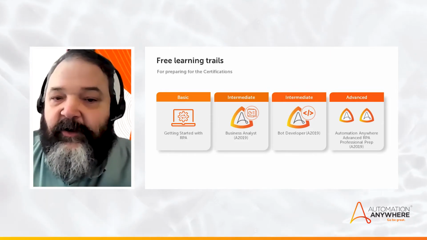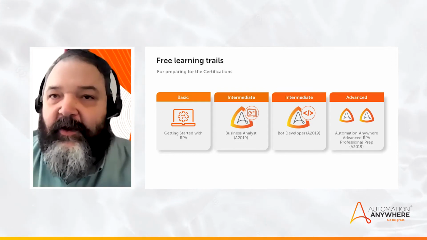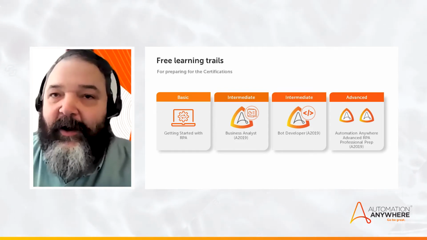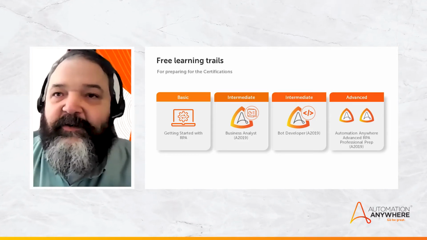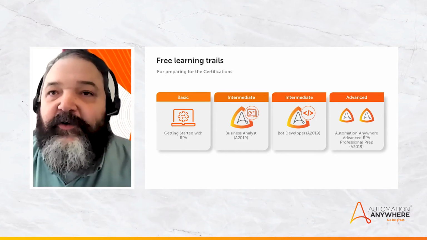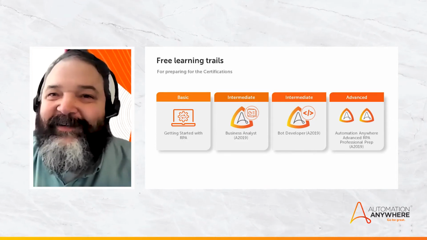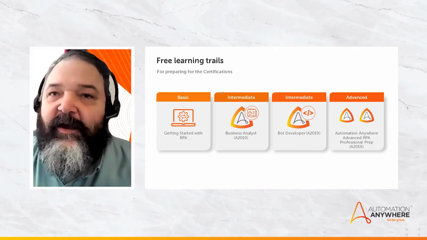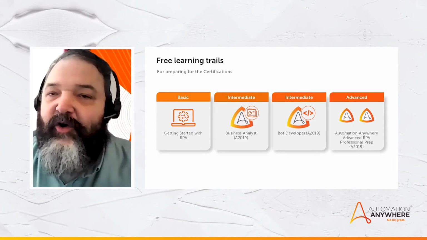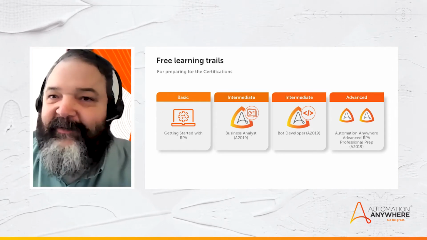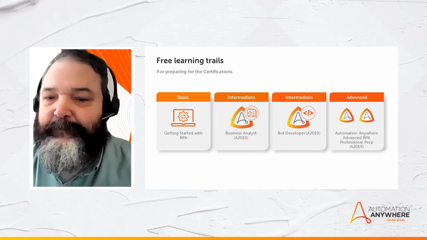For the intermediate learning trail, the Business Analyst trail helps you understand what makes a good process to be automated. There are a lot of processes out there that require some human cognition, and those processes make a less good or less easy RPA use case. So as a business analyst, you'll be looking at the different processes that are out there, grading them for complexity as well as feasibility before passing them on to the bot developer.